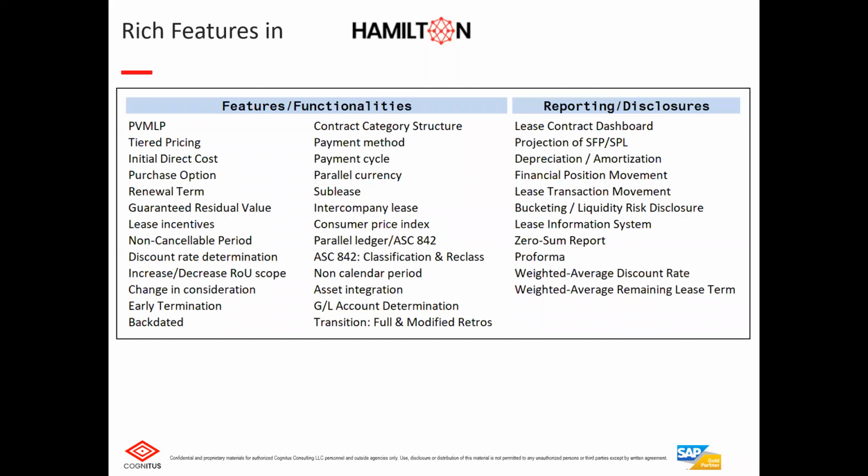The reporting and disclosures, all reports: maturity analysis, weighted average discount rate, weighted average remaining lease term, zero sum report, financial position movement, bucketing, liquidity, risk disclosures, depreciation and amortization, financial movement, financial position. All reports are available in Hamilton Engine.